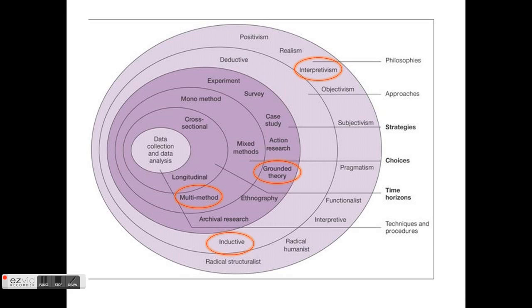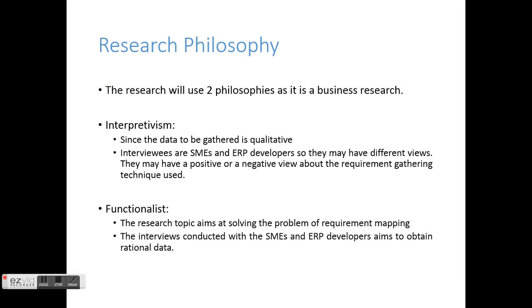This research onion shows the different methods which are being used in this research. Research philosophy. The research will use two philosophies as it is a business research. The first philosophy which I will be using is interpretivism. The reason for choosing this philosophy is that the data gathered is qualitative. And the second reason is the interviewees are the subject matter experts and ERP developers, so they may have different views. They may have a positive or negative view about a requirement gathering technique being used. So this will give me a generalized data.